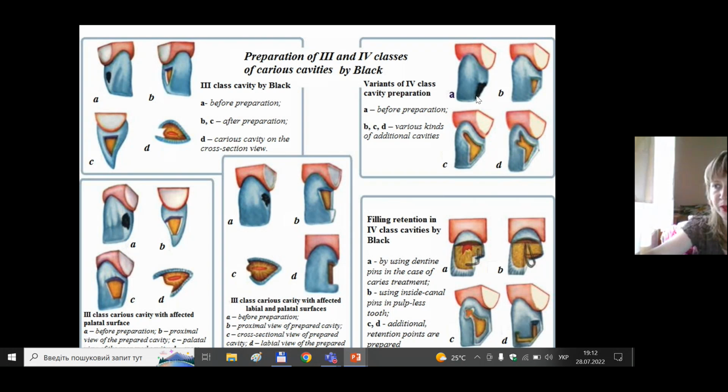And fourth class by Black. The cavities are localized in the proximal area of the anterior group of teeth, affecting the angle or cutting edge of the tooth. Access to such cavities, as well as access to third class cavities, can be done and should be done from palatal or lingual aspects, not from the labial surfaces, because it will not be aesthetic.